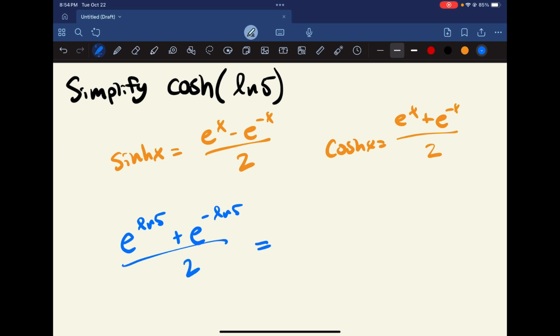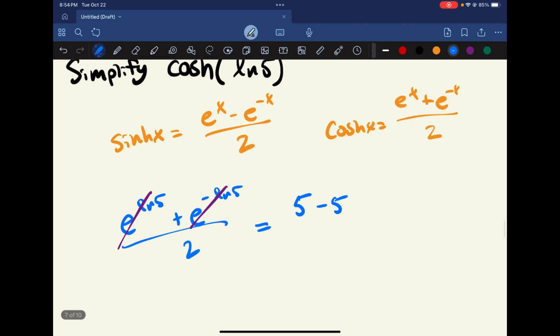And really the crux of any problem of this nature is that the e and the ln cancel out, right? The e in the base cancels out with the ln in the exponent, and what you're left with is just whatever's left. So that's going to be a 5 in this case, and then a negative 5 in this case.